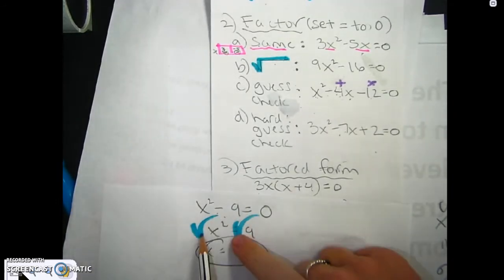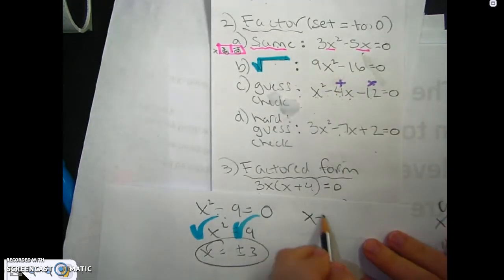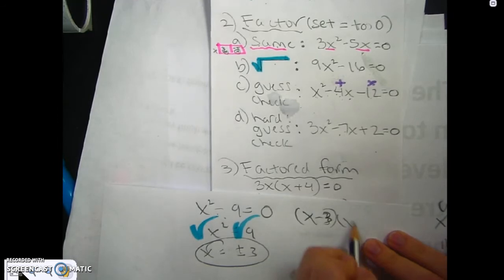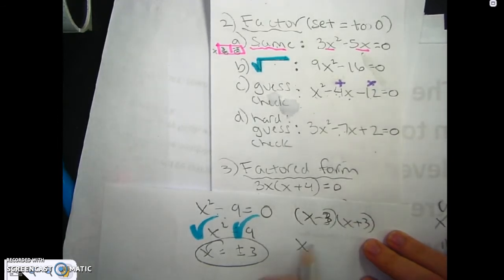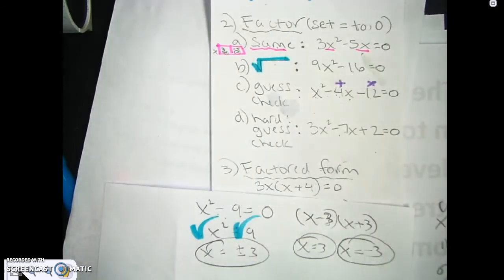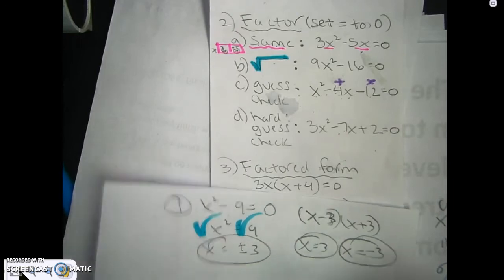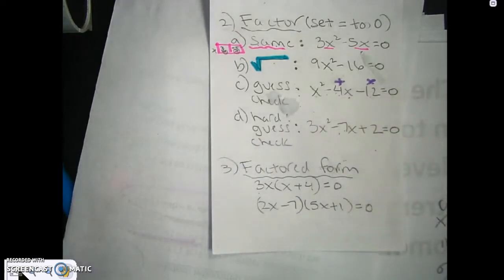But technically, if it's a square root thing, that means I could have also factored. So I could go x minus 3, x plus 3, and that gives me x equals 3, x equals negative 3. Okay? So there's the first example, number 1. Number 2.